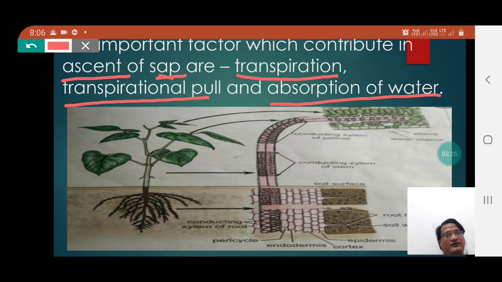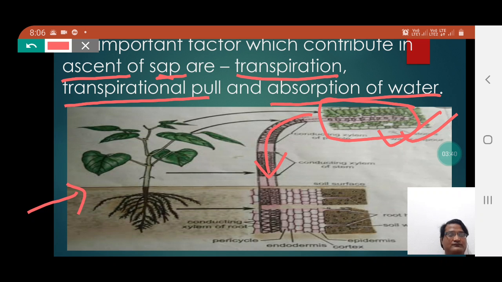Students, in this picture also, if we notice, then we can find that from the leaf the transpiration is taking place, and the transpiration which is taking place in the leaf is generating the transpirational pull, and which is further helping in the absorption of water from the soil.